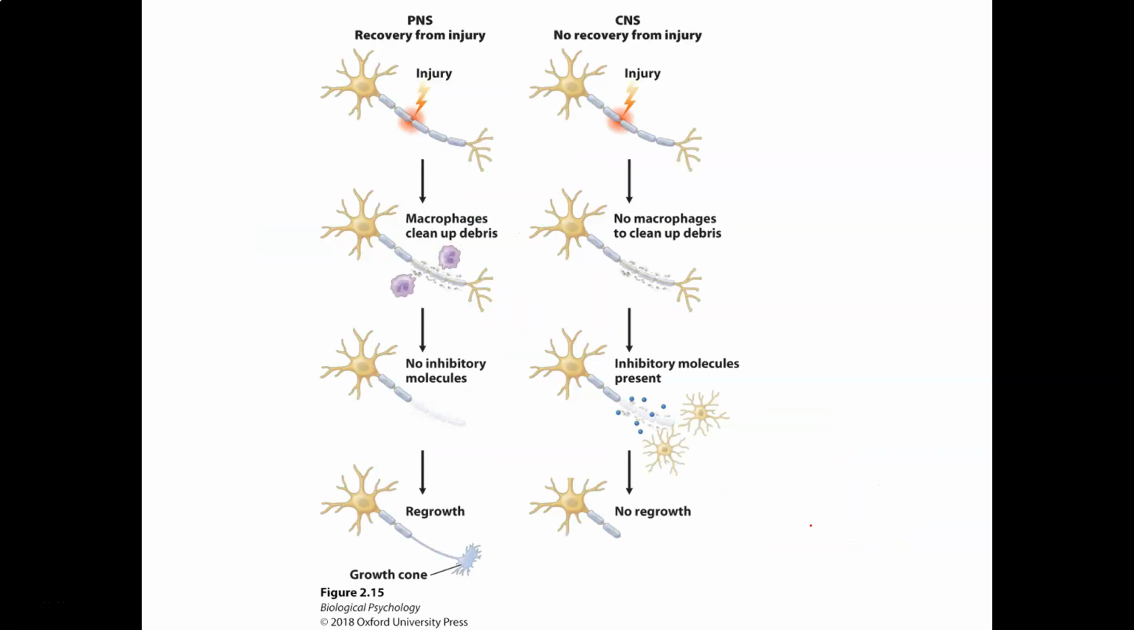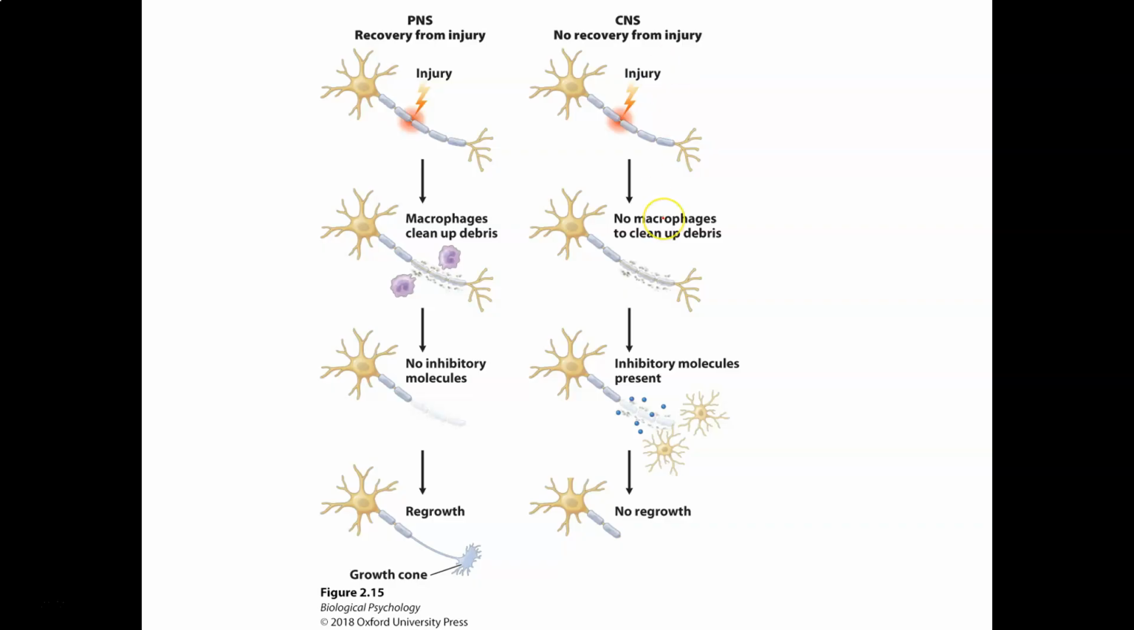The PNS and the CNS, the peripheral nervous system and the central nervous system, in addition to having different types of glial cells, they also are unique in the fact that axons of the peripheral nervous system can regrow and regenerate following an injury. The axons of the central nervous system, once they are damaged, do not recover from injury. So if you end up with brain damage where axons are severed or cut, as is the case with concussions, those axons are not going to be able to recover.